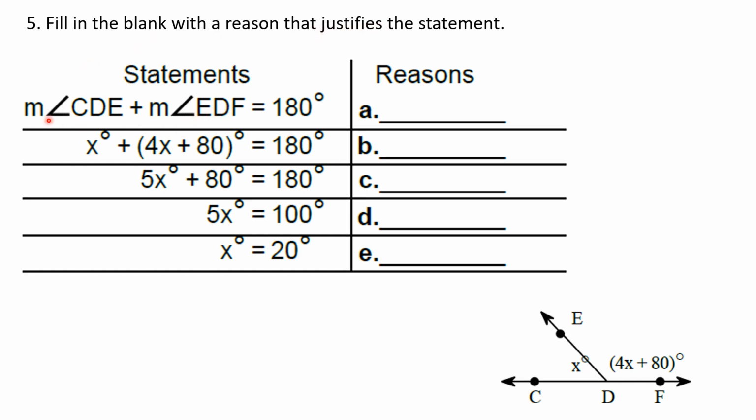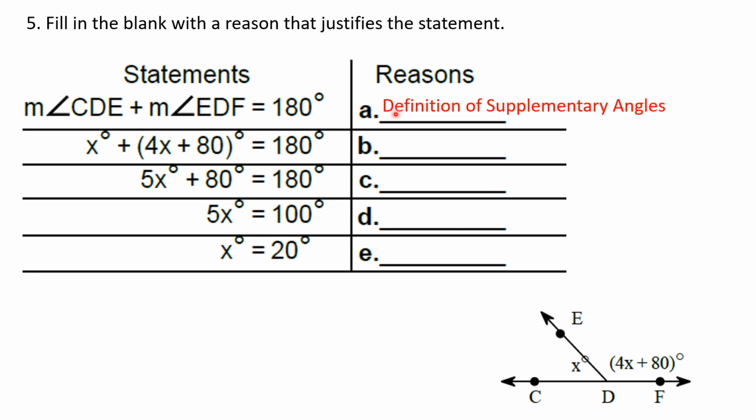Our first statement says the measure of angle CDE plus the measure of angle EDF is equal to 180 degrees. So here's CDE, here's EDF. Those are supplementary. They add to 180 degrees. All right, so that is the definition of supplementary angles.